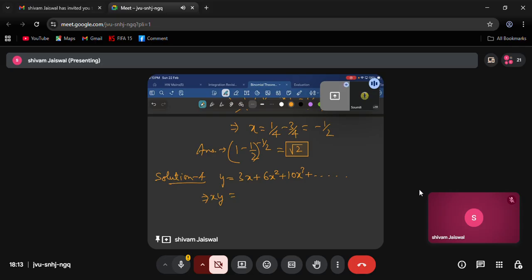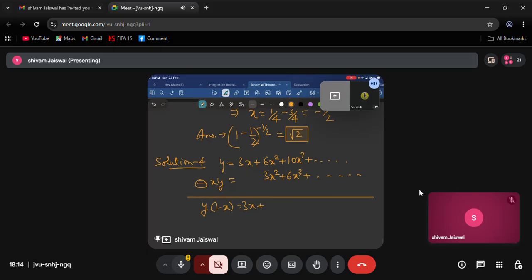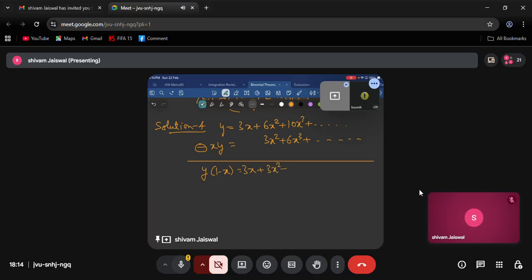Then I'm going to subtract: xy is equal to 3x square plus 6x cube plus dot dot dot. So when you subtract and take y common, you'll get 1 minus x times y is equal to 3x plus 3x square plus 4x cube plus 5x to the power 4 plus dot dot dot. Are you getting it, Shamali? Yes, sir. Now Shamali, this one is AGP. Can you understand? Yes, sir.